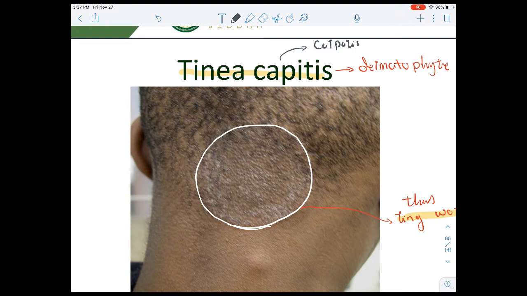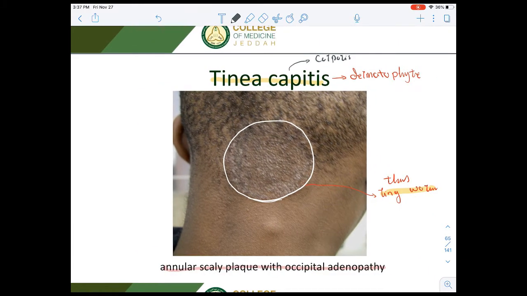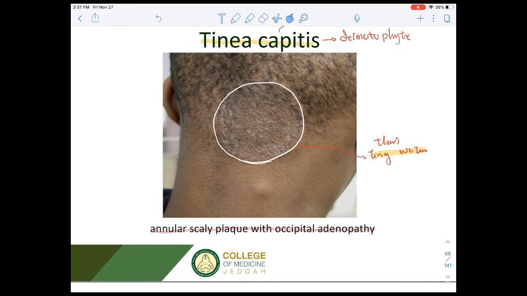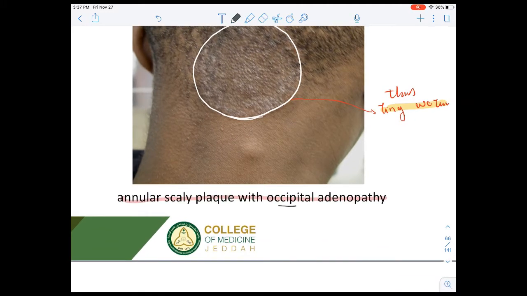And then tinea is actually the cause for the athlete's foot. If you might have heard about it before, you probably have heard about it. So tinea is actually the cause for that specific disease. And now this presents with an annular scaly plaque with occipital lymphadenopathy. Why is there occipital lymphadenopathy? Well, it's a tinea, it's an infection. So adenopathy would arise with an infection, right?